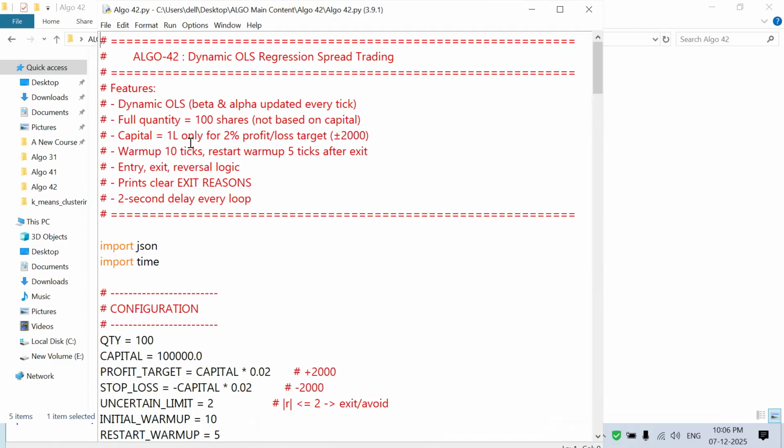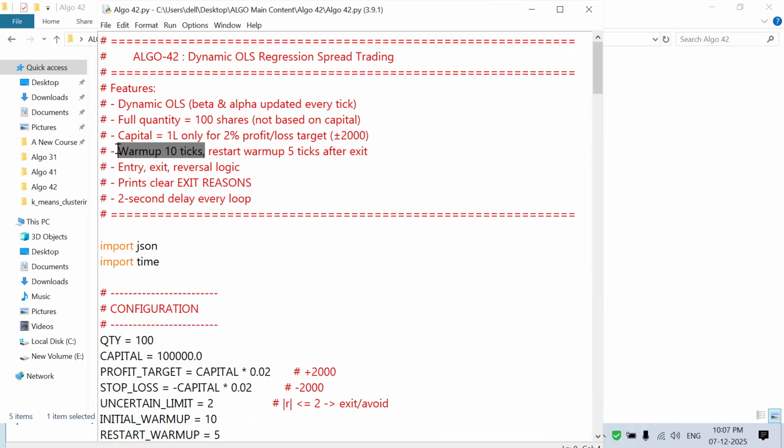Okay, 1 L capital is used. If there's a 2% profit or loss, we are going to book that. And there will be a warm-up cycle. At the start, it collects the data on how stock 1 and stock 2 are moving. After every profit or loss, we are going to wait for 5 more cycles. This cycle is 1 second; you can also take a cycle of 1 minute, based on your total calculation. It's a dynamically changing OLS, that is, the alpha and beta values continuously change with every tick.